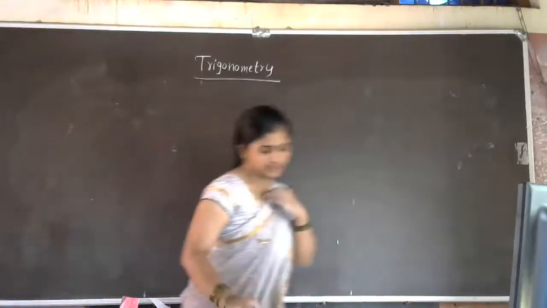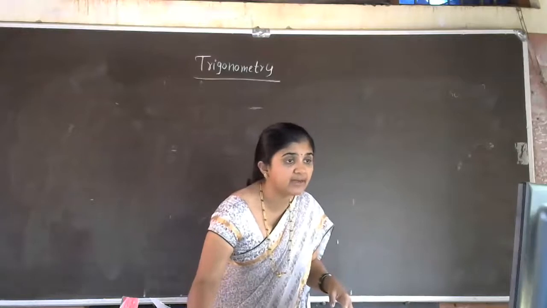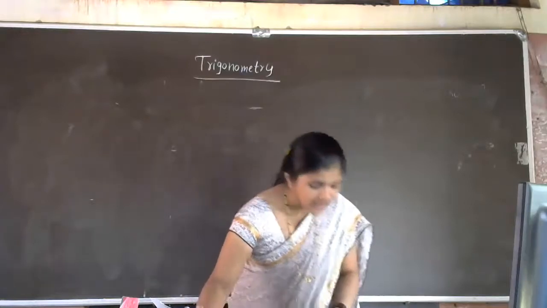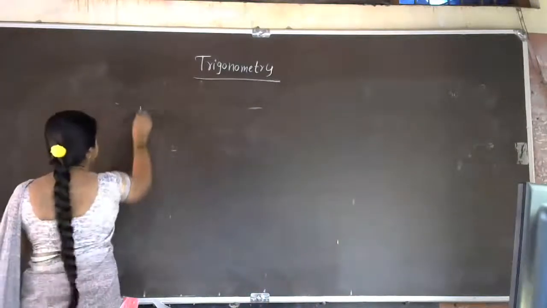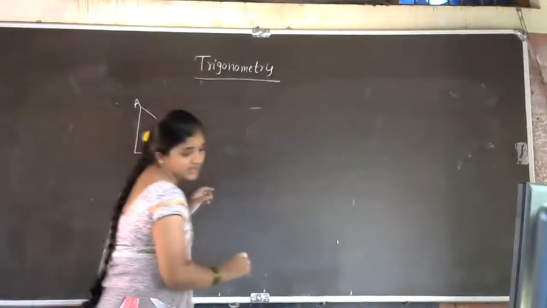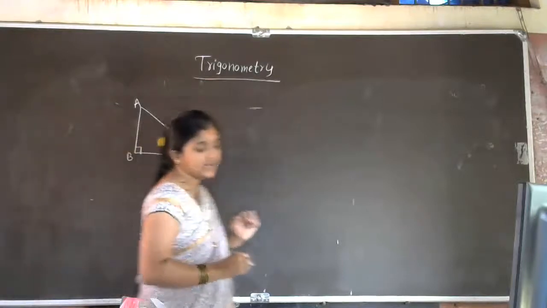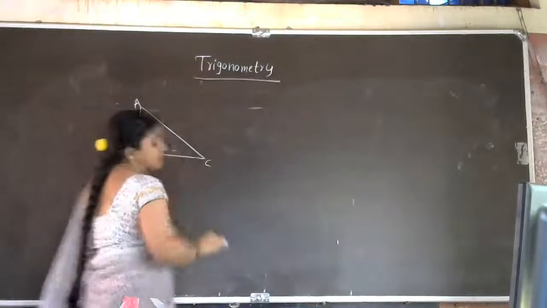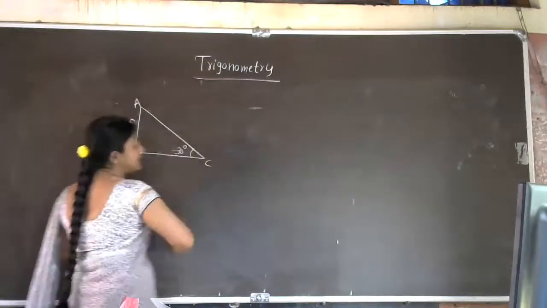One problem we'll discuss. In a triangle ABC, right angled at B, AB is equal to 5 centimeter and angle ACB is 30 degree. See, this is the triangle A, B, C, right angled at B. They have given AB is 5 centimeter. Then angle ACB is 30 degree.